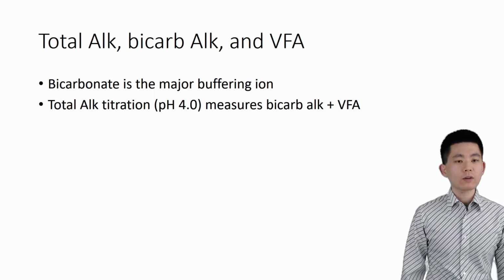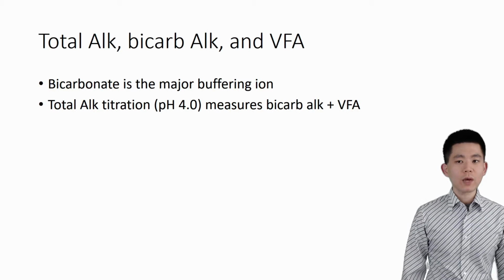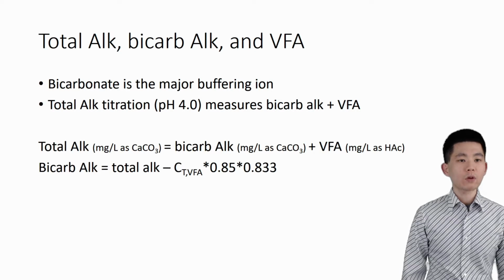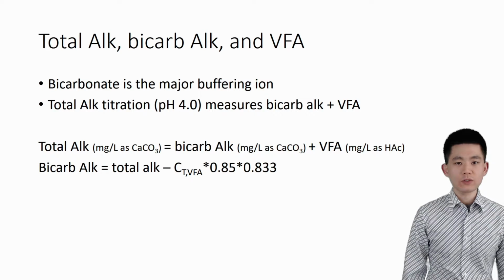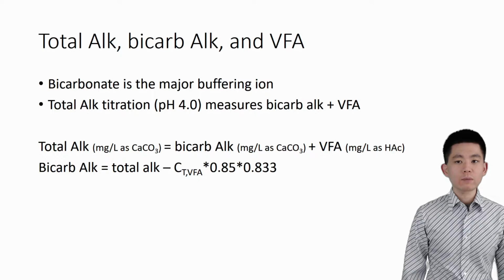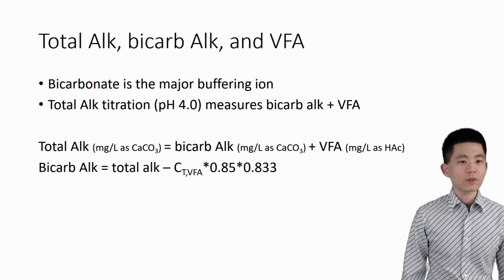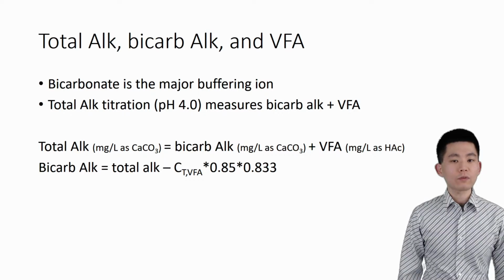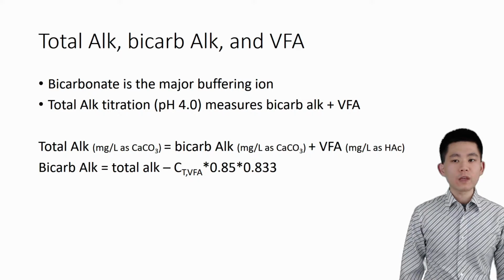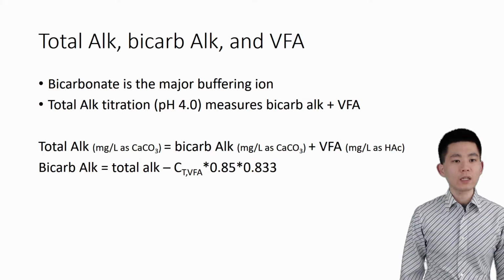We can determine the alkalinity in the reactor by titration. A strong acid is added to a certain amount of sample until the pH reaches 4. This measures total alkalinity that includes bicarbonate alkalinity as well as VFA, which are weak acids with pKa higher than 4 and can provide buffer capacity at low pH. So, we can calculate the bicarbonate alkalinity by subtracting VFA from total alkalinity. The 0.85 and 0.833 are conversion factors from the VFA composition and the VFA to alkalinity conversion.